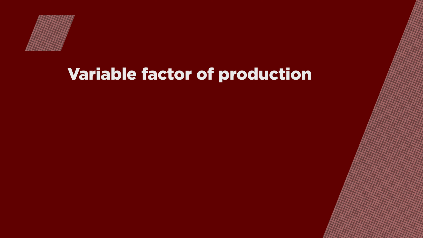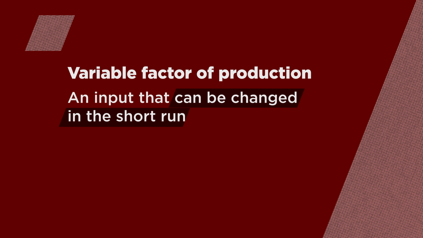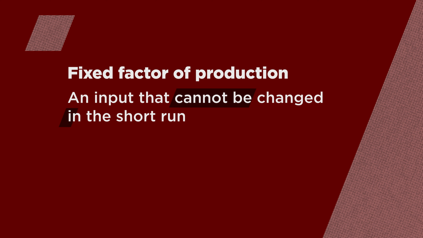But firms often think about more than just each day's production. Here we're going to think beyond the short-run supply decisions and move to the long run, where firms can choose how much of all of their inputs they want. In the short run, sellers deal with variable and fixed factors of production. A variable factor of production is an input that can be changed in the short run, and a fixed factor of production is an input that cannot be changed in the short run.